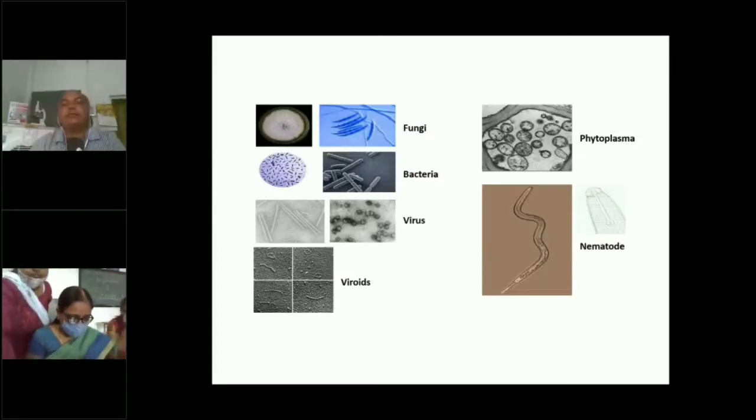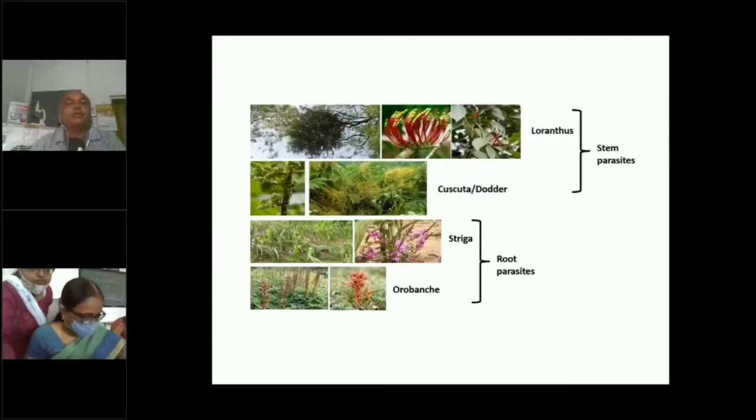Then we have very tiny phytoplasmas, which are generally present in the phloem of plants and also cause diseases. And nowadays we are finding lots of losses caused by nematodes in plants. Then, as far as stem parasites are concerned, we have Loranthus and Cuscuta, which are classified as stem parasites, which grow on the stem, disturb the physiology of the plant, and keep it from giving its maximum potential. Then we have root parasites like Striga and Orobanche, which also cause disturbances to plants.